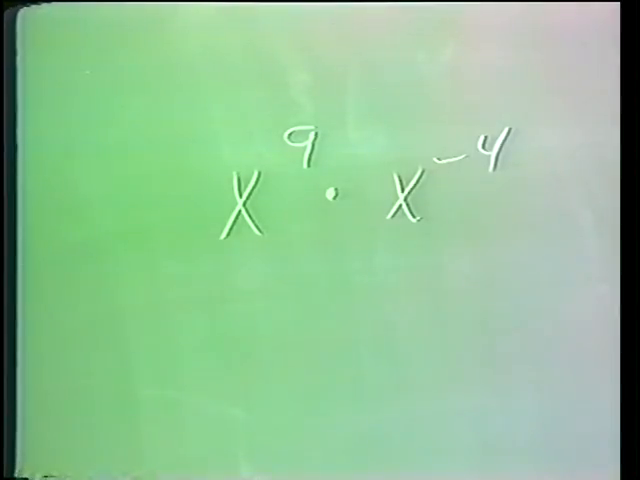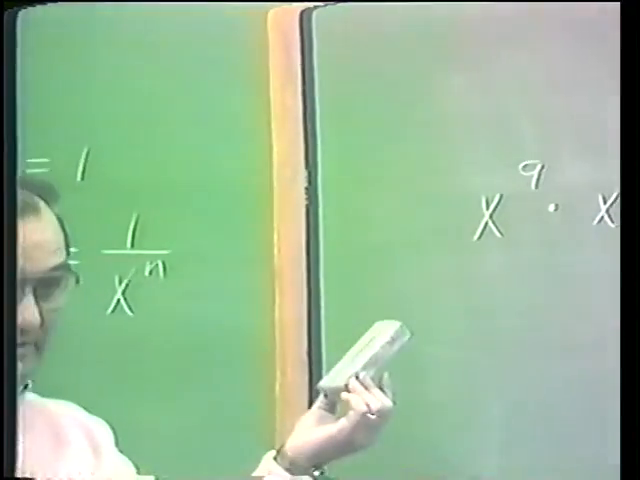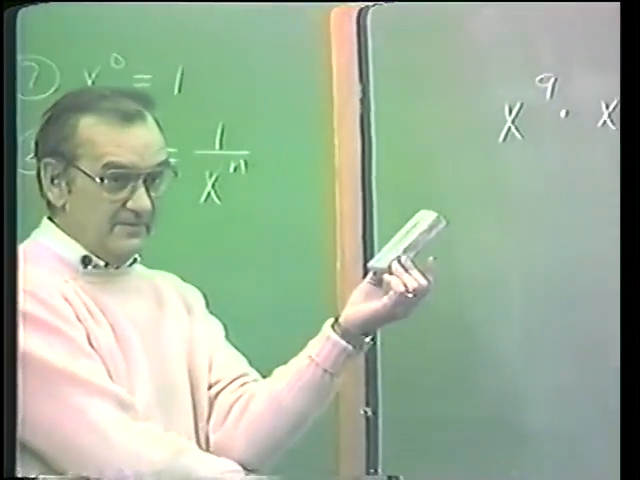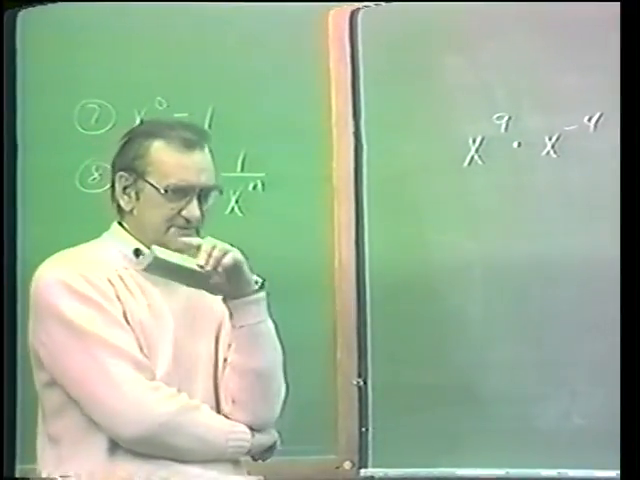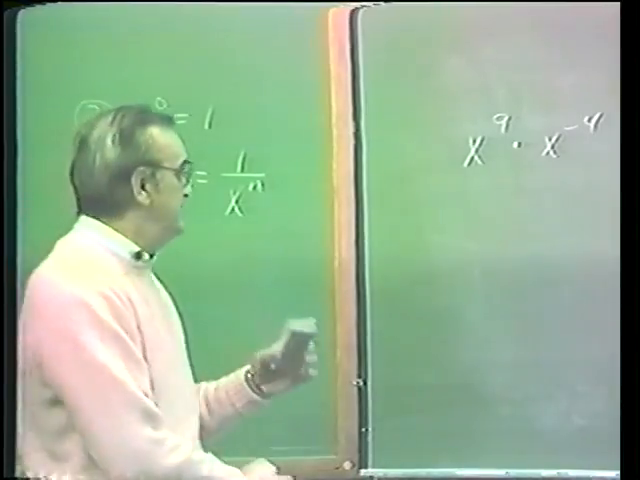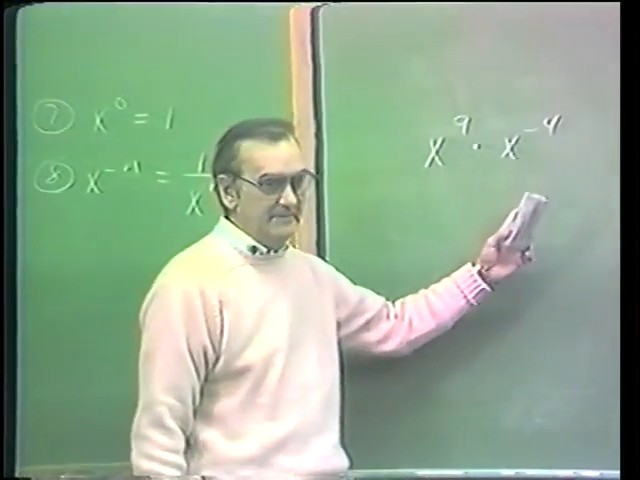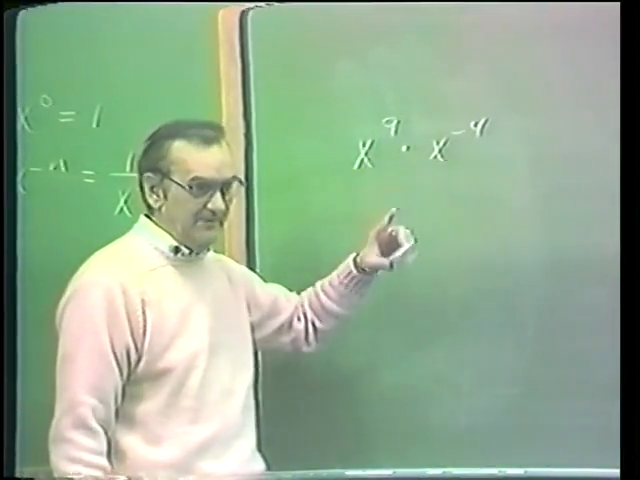How'd you do it? X to the 9 multiplied by 1 over x to the 4th. Oh, she got to multiply by 1 over x to the 4th. Okay, Beeb, I know exactly what you did. She went x to the 9th times 1 over x to the 4th, multiply.